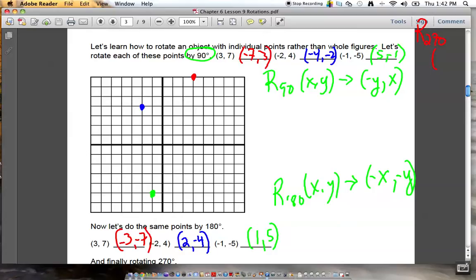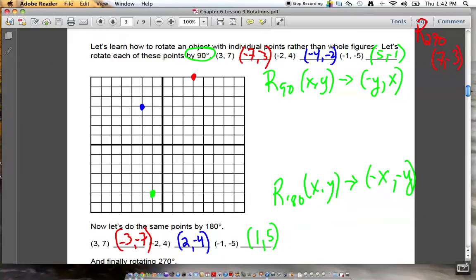Let me take the paper here. Ready? We're doing the point 3, 7 first. Oh, I did 2, 7 on your paper. Oh, you did 2, 7. 3, 7. Let's see. 90, 180, 270. I get positive 7, negative 3, right? Positive 7, negative 3.